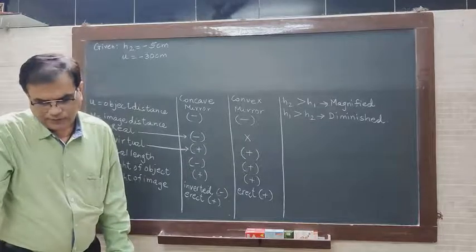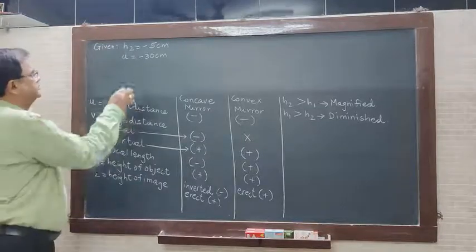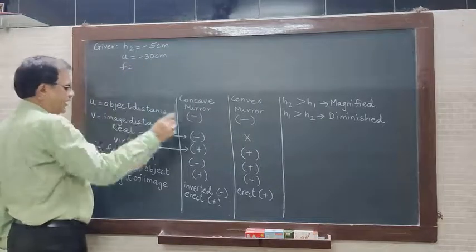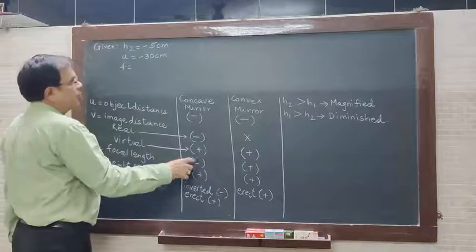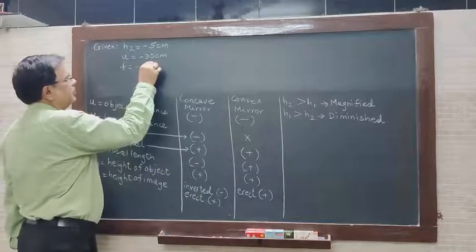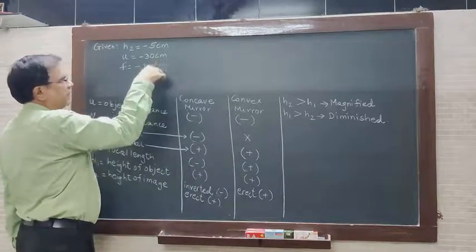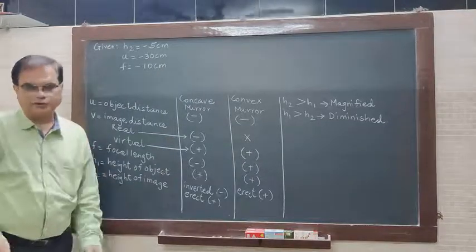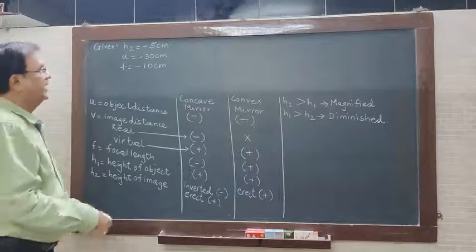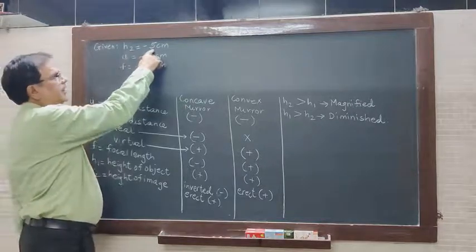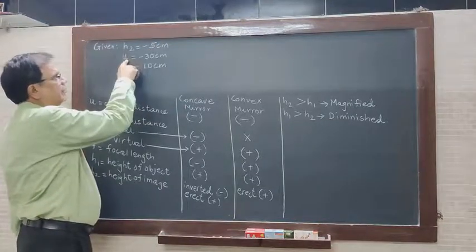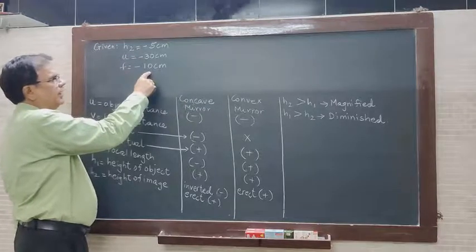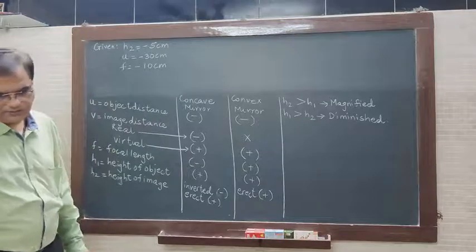The focal length of the mirror is 10 centimeters. The focal length of concave mirror, so again, concave mirror, focal length minus. Now I will rub this table. Now only for this sum I am showing you how to use the sign conventions properly. The height you want is inverted image, so minus 5, object distance is minus 30, and concave mirror, so focal length is minus 10 centimeters.